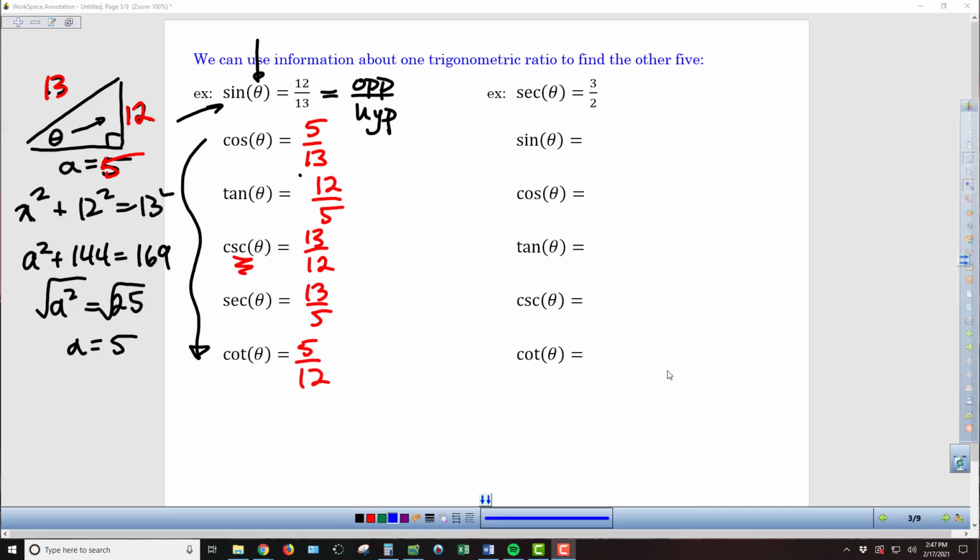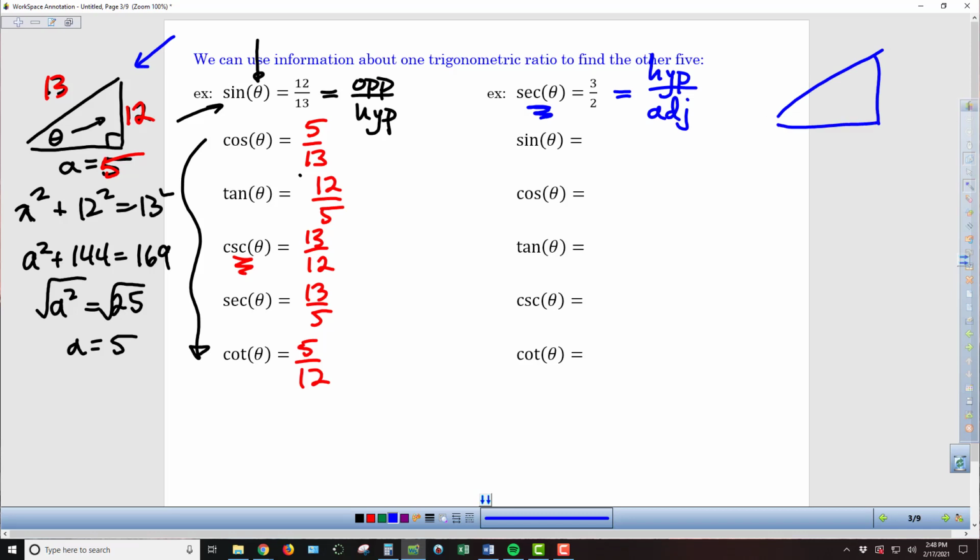In the second example, we're given the secant of theta is 3/2. So if we look back to our list of ratios for the various trigonometric functions, we can see that secant is the reciprocal of cosine, which is going to be hypotenuse over adjacent. So I'm going to draw a triangle just like the one that I drew over here. So I've got a right triangle with theta in the lower left-hand corner, right angle over here, and then I'm going to label the sides. The hypotenuse is going to be 3, and then the adjacent side, so the side next to our angle theta, is going to be 2.